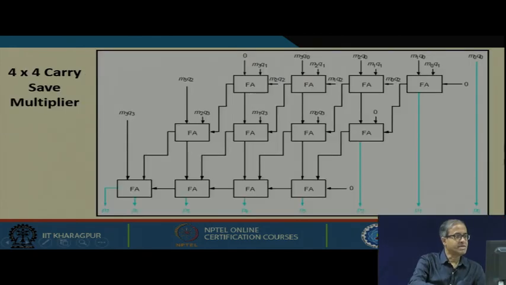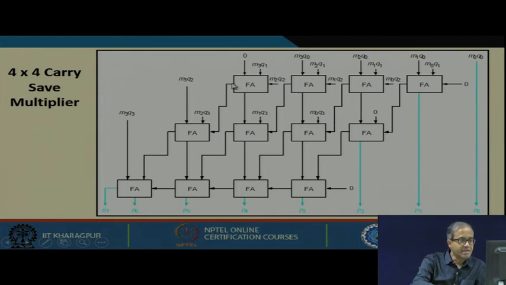So here we show an example for a 4x4 multiplier. These are independent full adders at every step. The first 2 stages indicate carry save adders. There are no connections in between. You see that all the partial products generated by the AND gates are fed here. This is M1 Q0, M0 Q1, M0 Q2, M1 Q1, M2 Q0. If you check, you will see that exactly the same thing is happening.